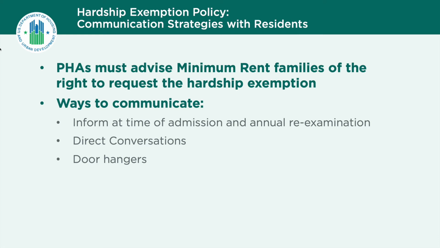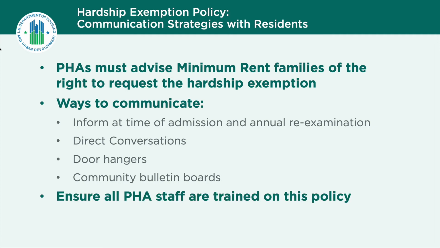Door hangers offer residents who have lived on a property for a while a reminder of such policies and a means to communicate with harder-to-reach households. Use of community bulletin boards. PHAs often have bulletin boards at their offices and in common areas within their communities. Flyers and posters can be posted on the bulletin boards and provide broad guidelines for requesting a minimum rent hardship exemption. In addition to these communication best practices, ensure all PHA staff are trained in the minimum rent hardship exemption and the related policies and procedures for your PHA so they can effectively communicate with families.